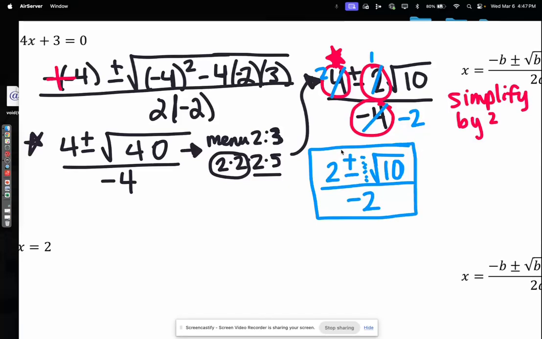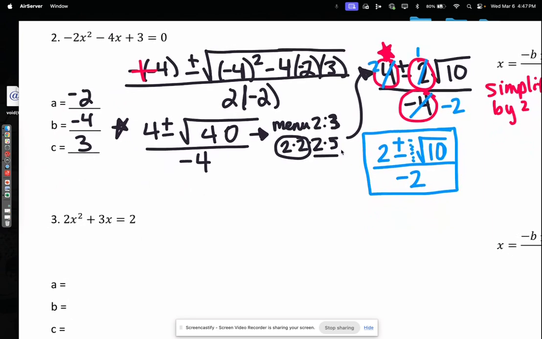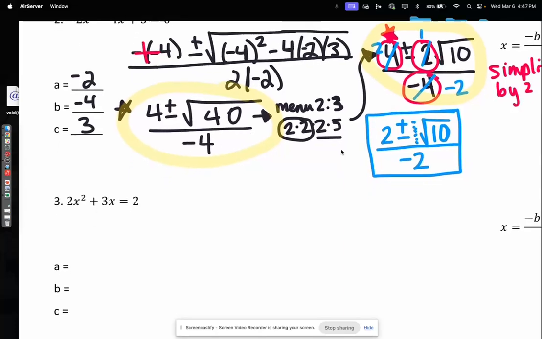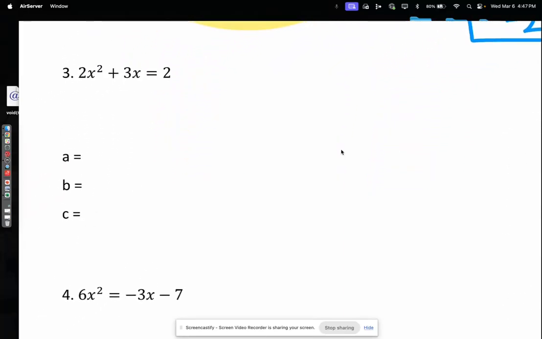Now, usually you don't have to simplify that far down. Usually, if you get to here, you're good. Sometimes it'll make you get to here. Usually you don't have to go all the way down. So just check the multiple choice. All right. Let's look at 3.